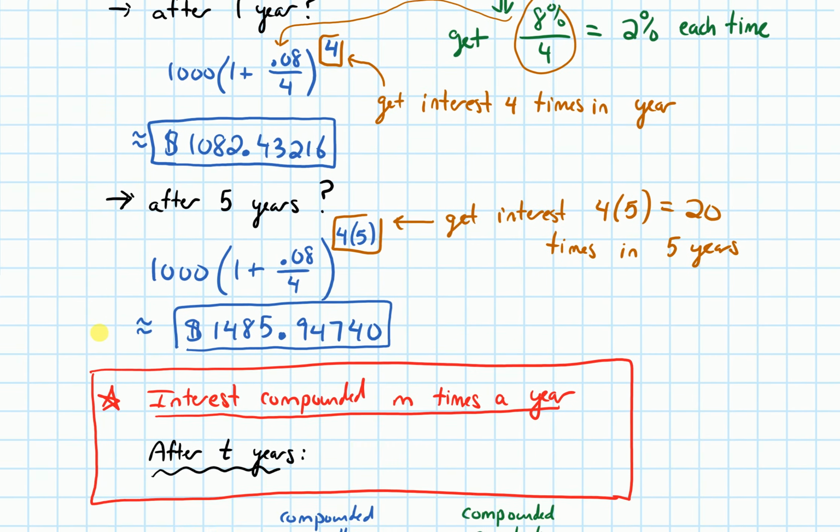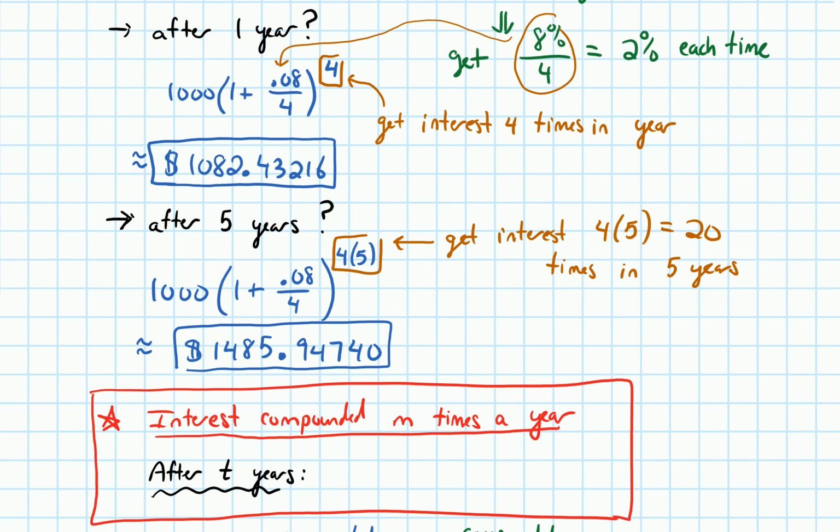If we're getting interest that's compounded m times in a year, after t years, the amount that we'd have, I'm going to call it A of t for the amount, it's going to be P, so that's the principal, the initial investment, multiplied by 1 plus, we're taking our interest rate and we're dividing it into m pieces, and we're going to end up raising that to the power of m times t, because we get interest m times in a year, but we're doing it over t years. And that's our formula. It matches up with what we were getting here.